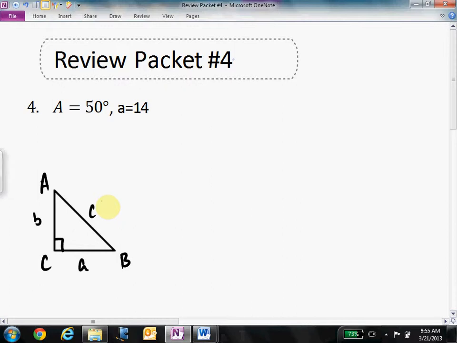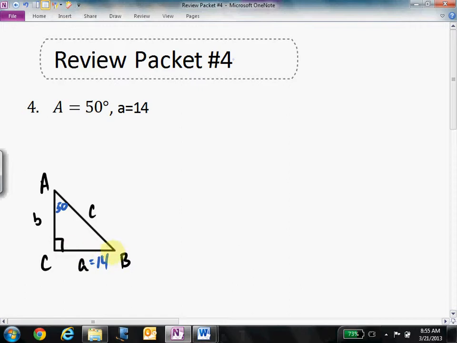So the first thing I'm going to do is start putting the information that I know into my triangle. So I know angle A is 50 degrees. Side A is equal to 14. To solve the triangle, I have to find all the angles and all the sides. So I know I have a 90-degree angle and a 50-degree angle. I need to find angle B.